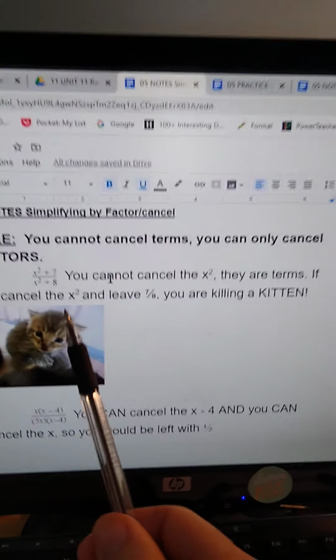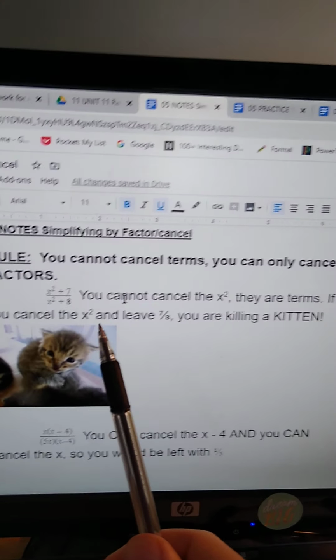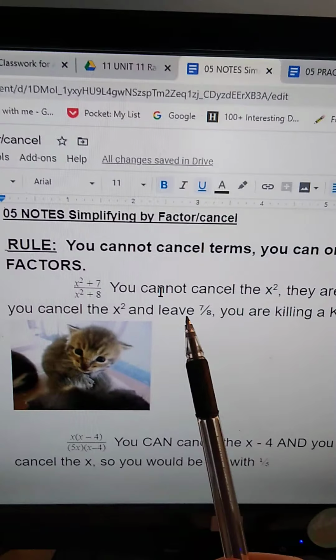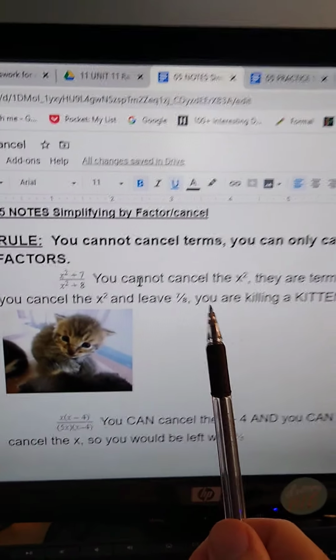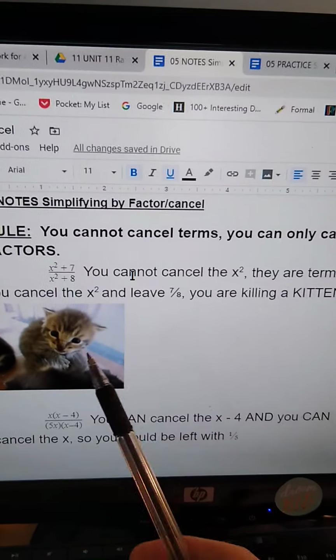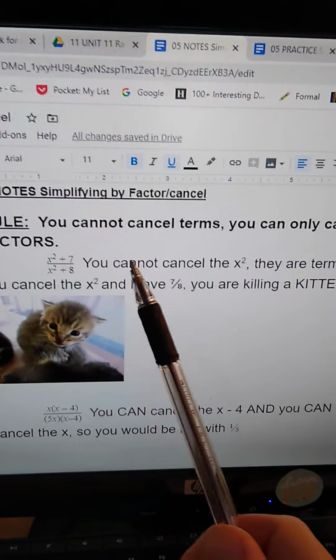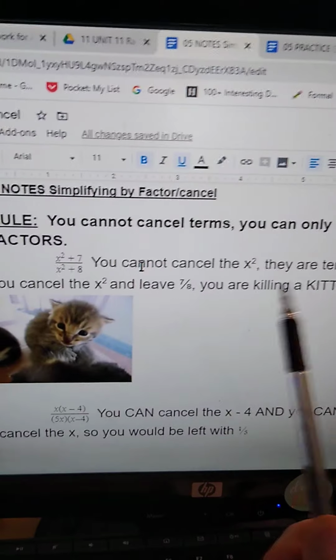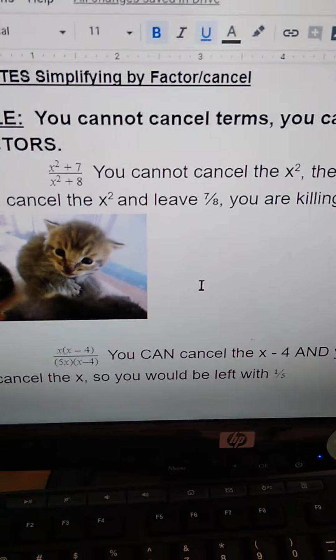If you cancel the x squared, that would just leave 7/8. That is not an equivalent statement. This is actually a kitten killing moment from our signs on the wall. You cannot cancel terms or a kitten dies. Very grim, yes, I know. But, so don't cancel terms.